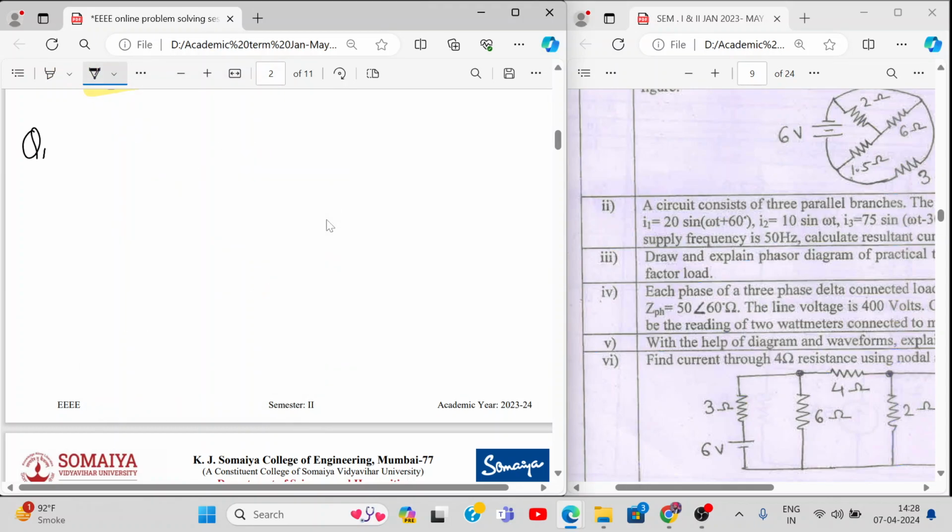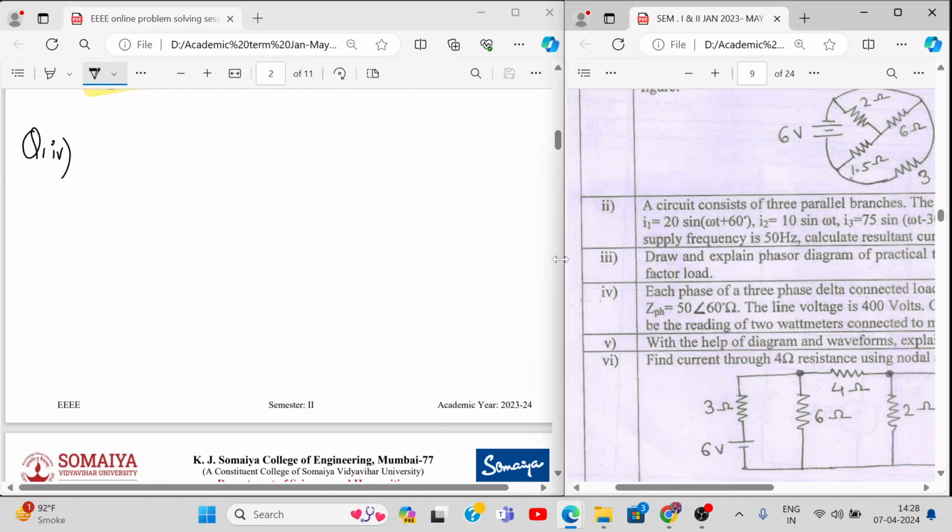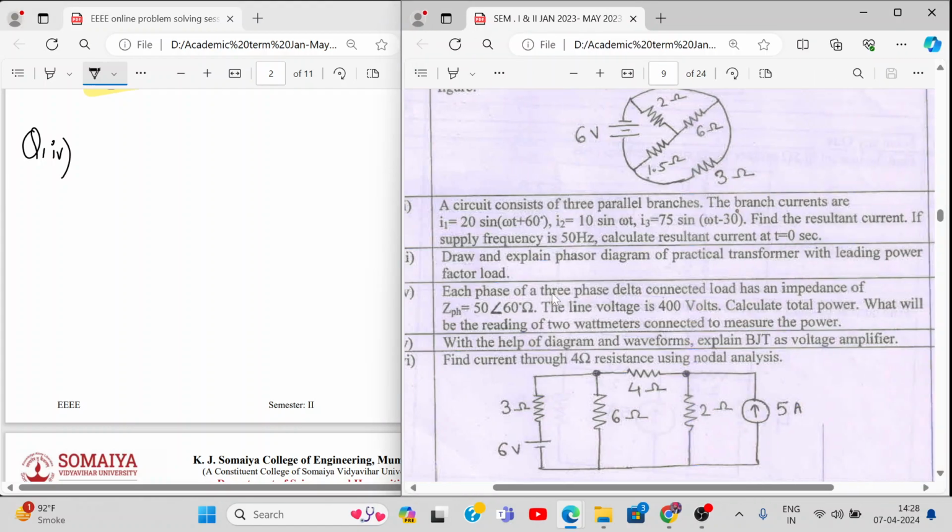So this is question number 1, problem number 4. Let's read what it is. Each phase of a 3-phase delta connected load has an impedance Z phase equal to 50 angle 60 degrees ohms. The line voltage is 400 volts. Calculate the total power. First of all, this is your question. Then, what will be the reading of the 2 wattmeters connected to measure the power?